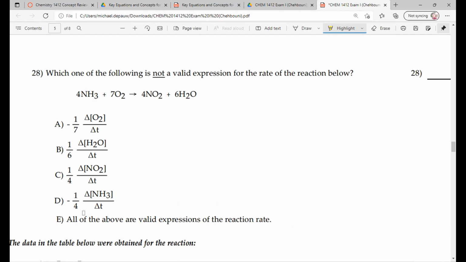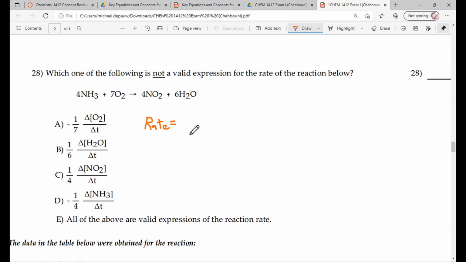Which one of the following is not a valid expression for the rate of reaction below? So remember when I said the rate of reaction can be expressed in terms of the fraction of the coefficient times either the rate of appearance or disappearance? So if we were to write the rate of the reaction, we could write 4 expressions here.